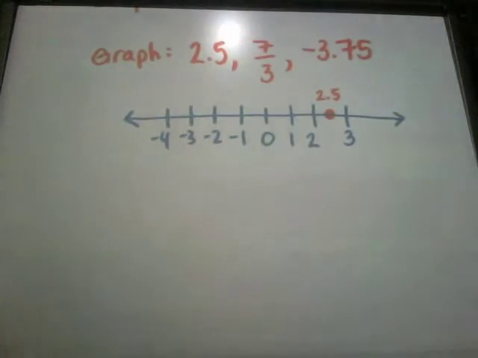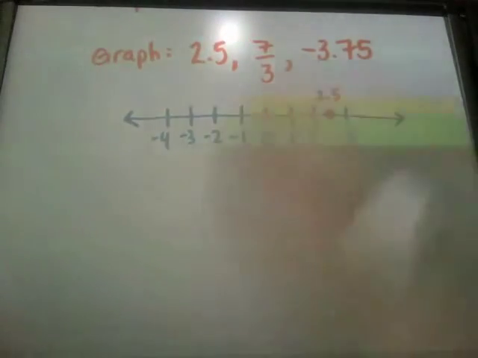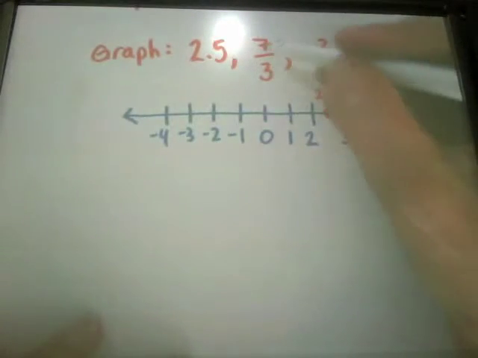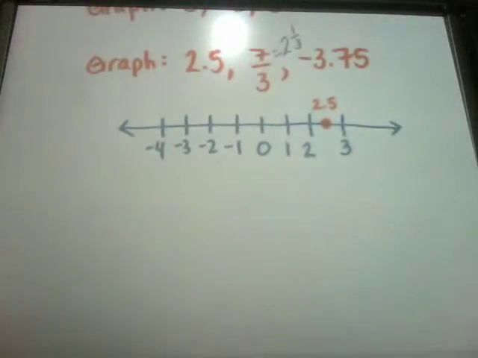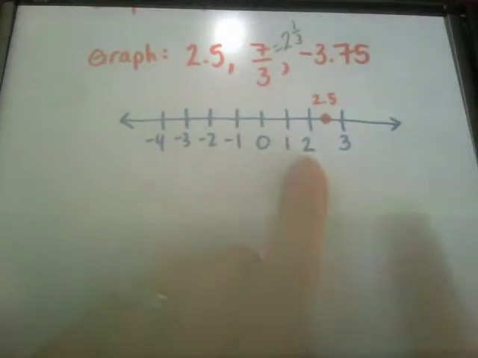Okay, what about 7/3? You could use your calculator to turn it into a decimal, 7 divided by 3, or we could turn it into a mixed number. Vincent, what would this be as a mixed number? 2 and 1/3. Good. Where's that going to go? Luke? Just behind the 2.5. Good. It's bigger than 2, right? But it's smaller than 2.5.